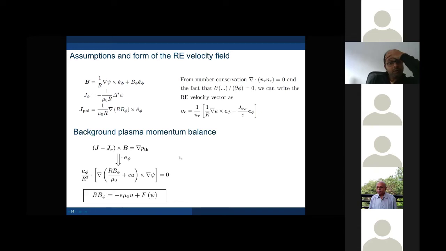So from the background plasma momentum, like I said, only the thermal part of the current density is taken into account. Doing a simple vector operation would, after some algebra, give a result of this sort, which means that the thermal current still lies on the flux surfaces. This is a function of psi, which is a poloidal flux here, whereas the relativistic part of the current density would not lie on the flux surface. So here U is like a stream function for the runaway electron poloidal current.